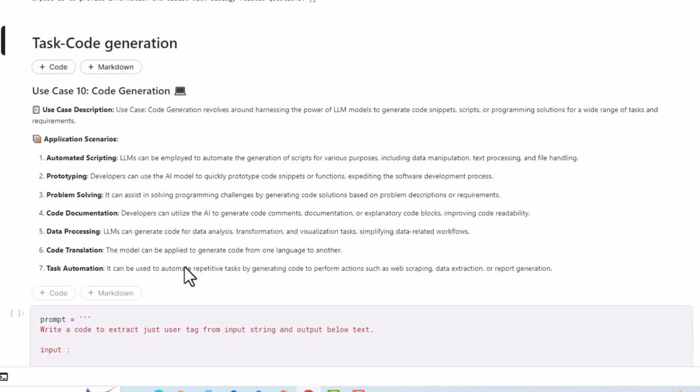The next task is about code generation. Code generation has multiple different applications: automated scripting, prototyping, problem solving, code documentation, data processing, code translation. So if your code is in Java and you want to convert it into Python, or task automation like web scraping, data extraction, report generation. All of these are possible with this task.